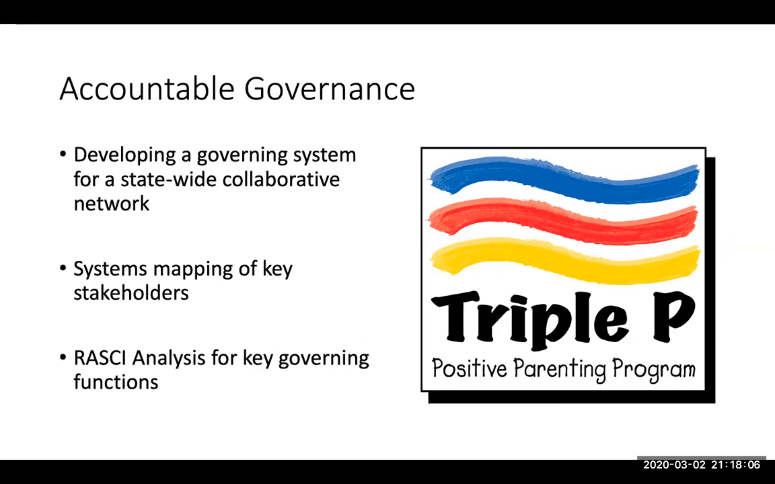We helped them map what was going on, being clear about who the stakeholders were, and use a RACI analysis to help them figure out who was really accountable and responsible for governing the Triple P system in the state.